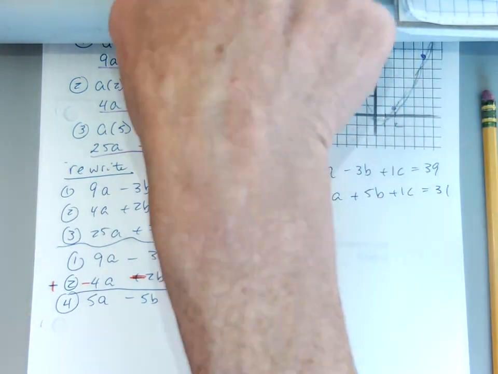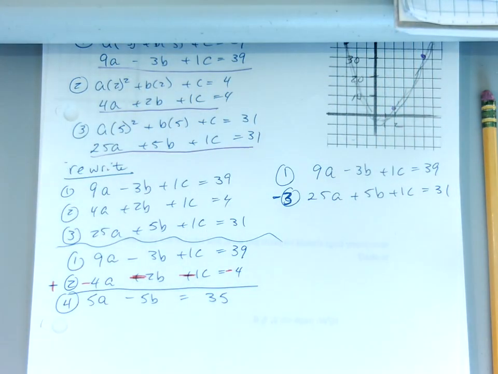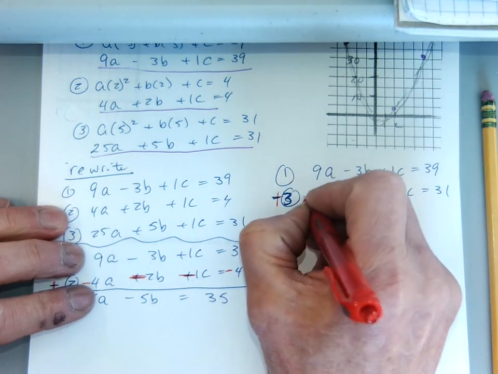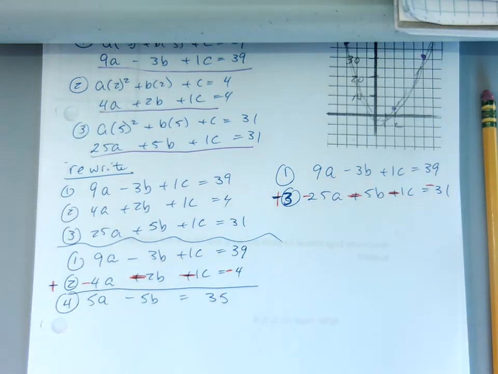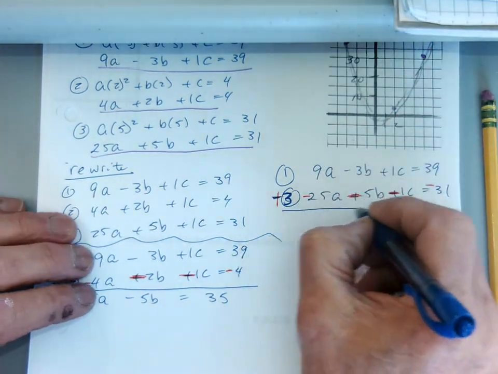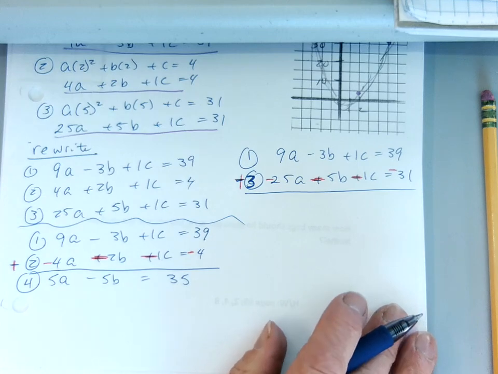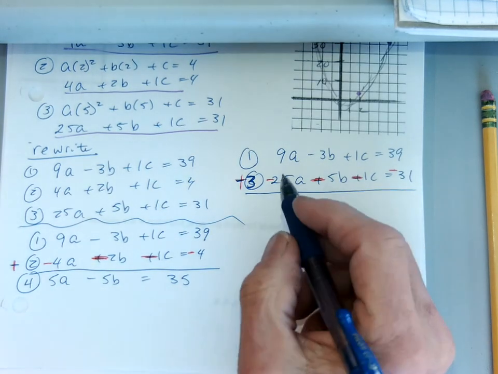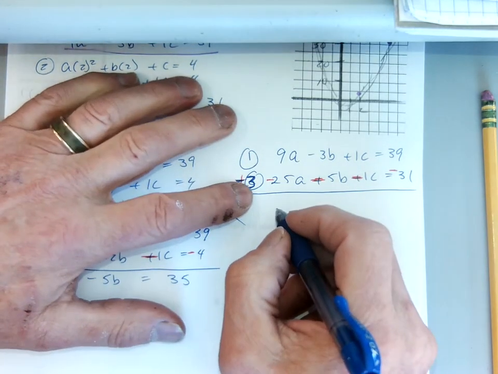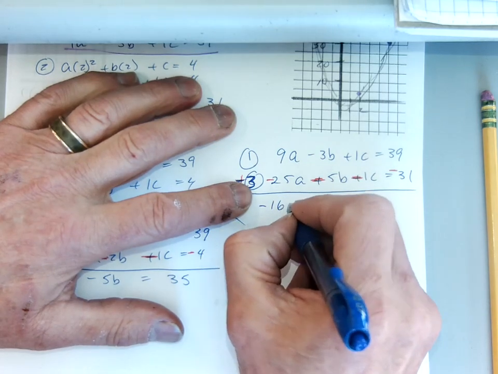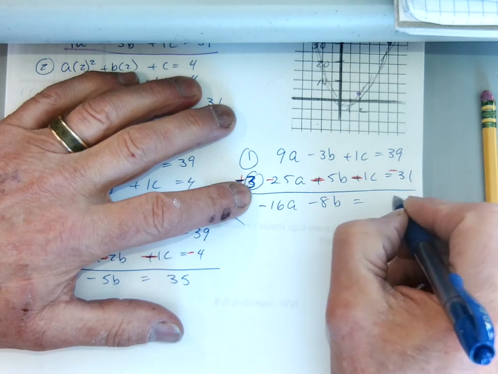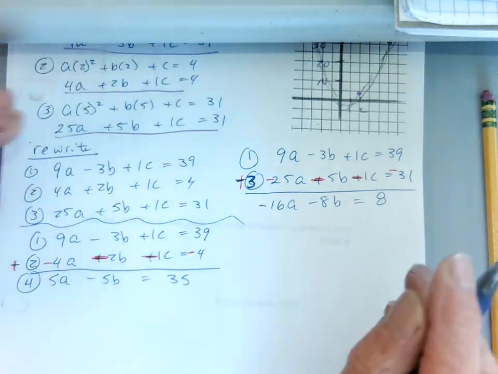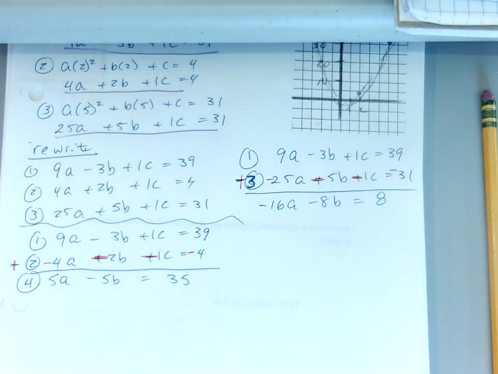And again, because I make mistakes all the time, I will add a negative. I'm going to add a negative. And then I tend to make fewer mistakes when I do that process. I add a negative. And then I should get the c's to cancel. So I'm going to have a, what is that, negative 16a? Yep. Minus 8b equals, is that an 8?